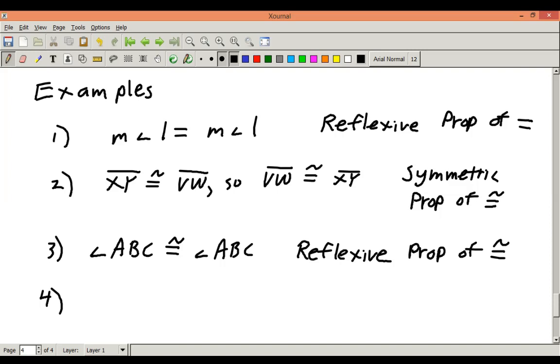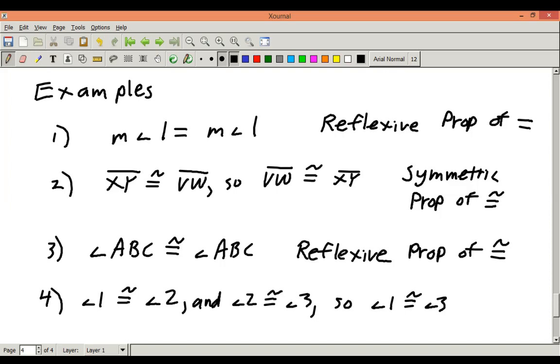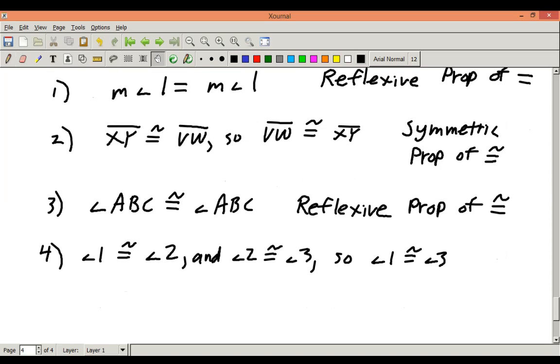And our last example today is angle 1 is congruent to angle 2. And angle 2 is congruent to angle 3. So angle 1 is congruent to angle 3. So the first angle is congruent to the second angle is congruent to the third, so the first angle must be congruent to the third. That is the transitive property of congruence.